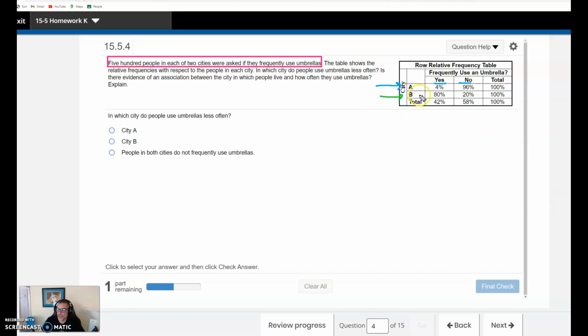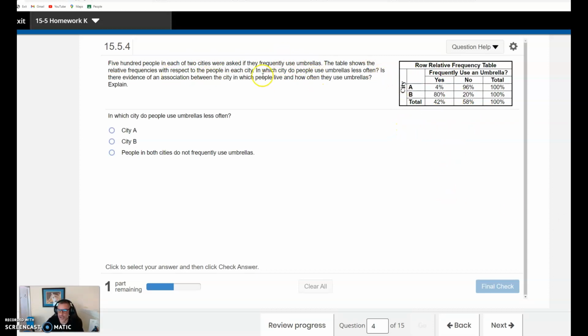Contrast that with city B, where 80% said they do use umbrellas. So maybe this is Seattle, Washington, where there's a ton of rain. And maybe city A is like Phoenix, Arizona, where there's like no rain. So I haven't even read the question yet, but I still already understand what the table is telling me. And so I think a good strategy is to read the first part, take a look at the table, get an idea of what the table is telling you, and then see what the question is.